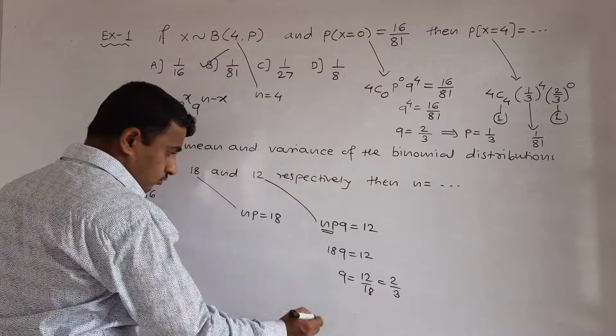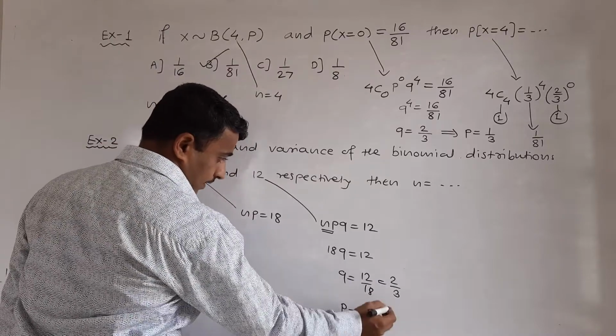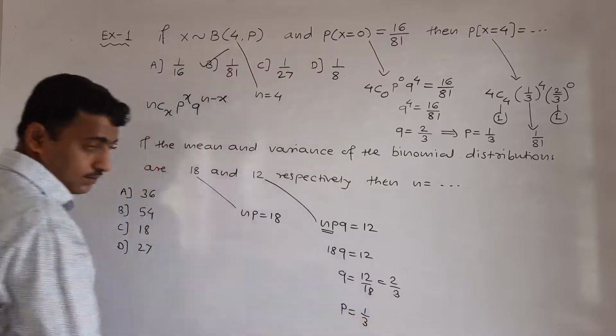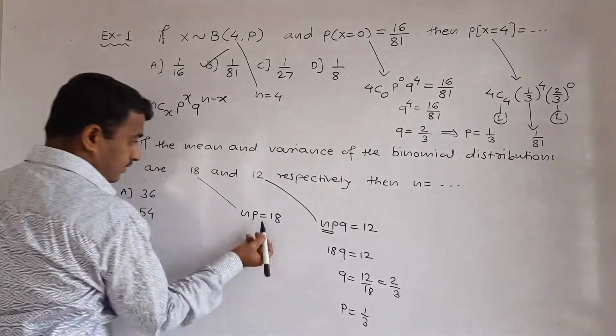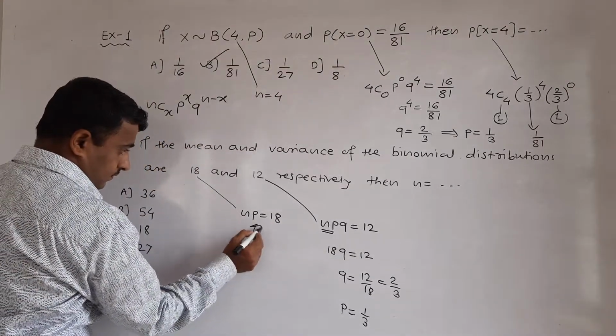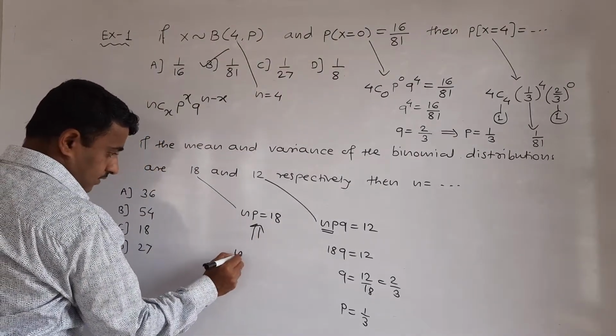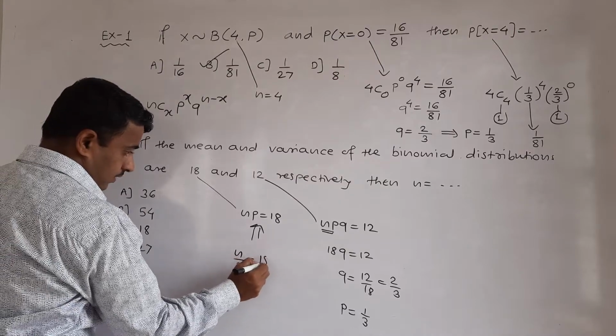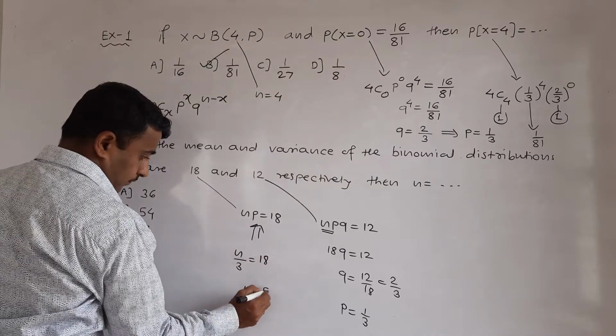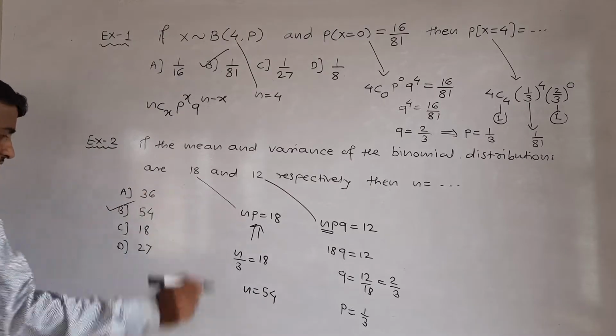Therefore q is equal to 2 by 3, therefore p is equal to 1 minus q, it is 1 by 3, no doubt 1 by 3. Put p is equal to 1 by 3 in this, np is equal to 18, 1 by 3 into n is equal to 18, n is equal to 54. B option, check.